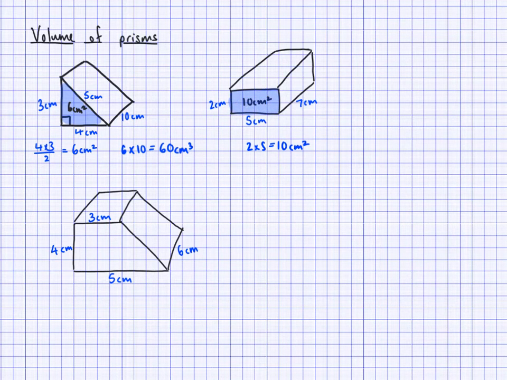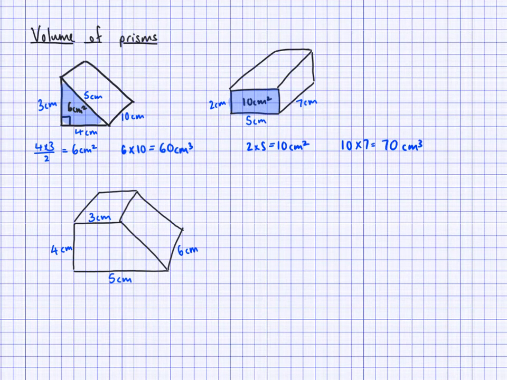When I know the area, I times it by how long it is. So 10 is the area of the cross section. 10 times 7 is 70. So 10 times 7, 70 centimeter cubed.